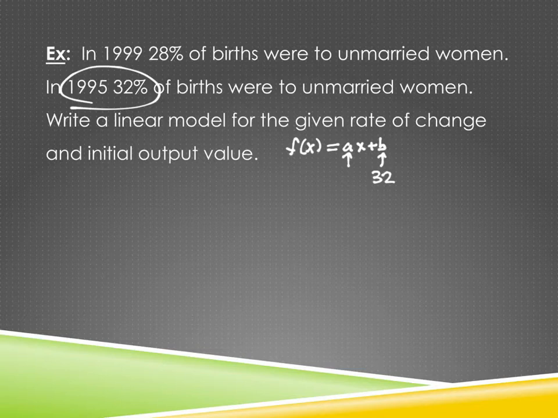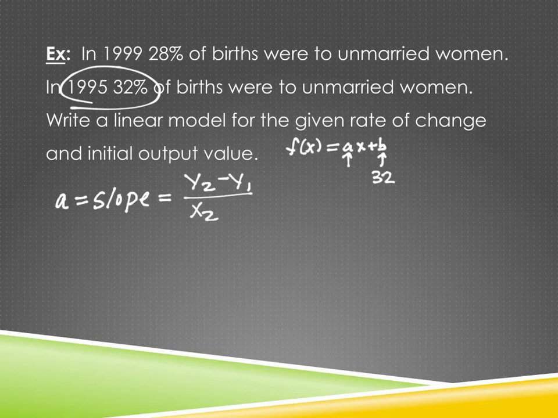What about A? What does A represent in a linear model? The slope. So A, which is my slope, is found the same way we would find slope in an algebra class. One of the ways is y2 minus y1 over x2 minus x1. If you'd like, we can use that interpretation.